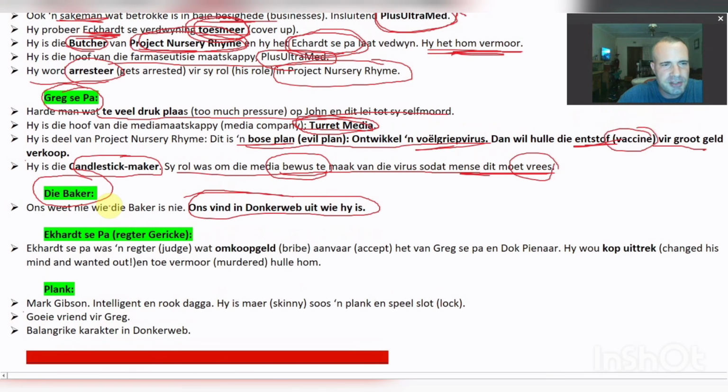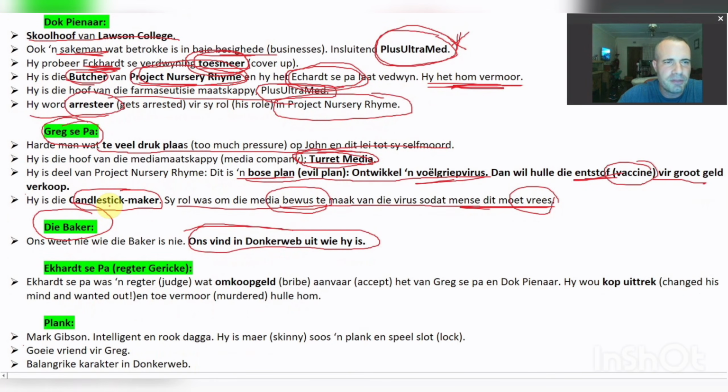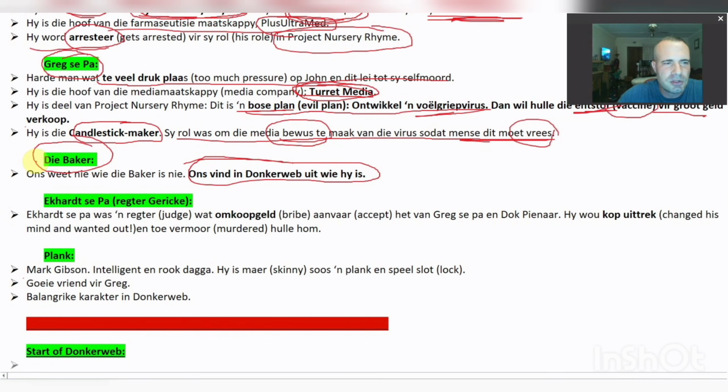They've got Greg's dad, the candlestick maker. They've got Dokpinar, the butcher. The third person in Project Nursery Rhyme, the baker. They want him. He's the really, really bad guy.